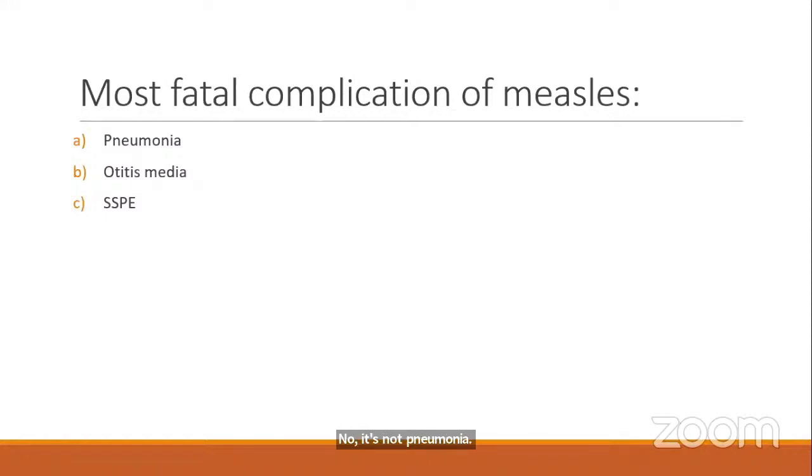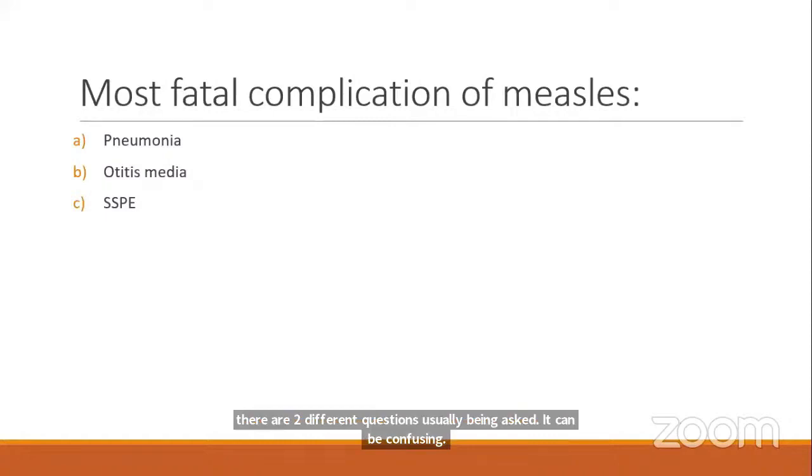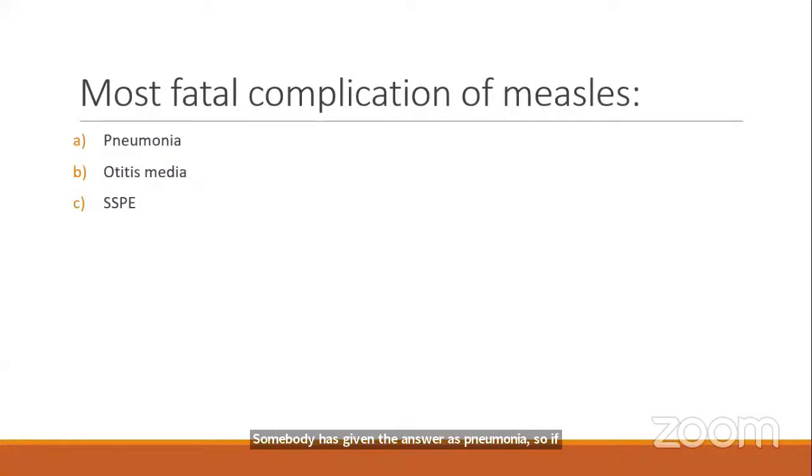Yes, it's subacute sclerosing panencephalitis, as Adra has slightly mentioned. So there are two different questions usually being asked. It can be confusing. Somebody has given the answer as pneumonia. So pneumonia will become the answer if the question was what is the most common complication of measles.